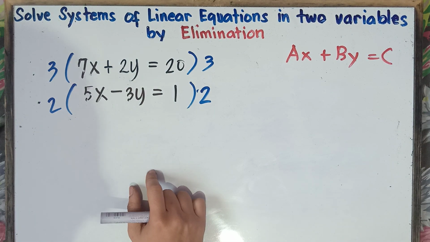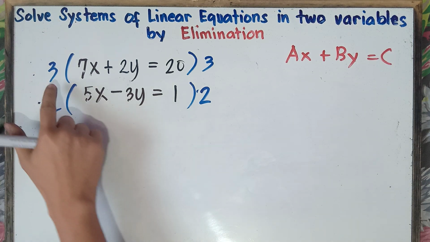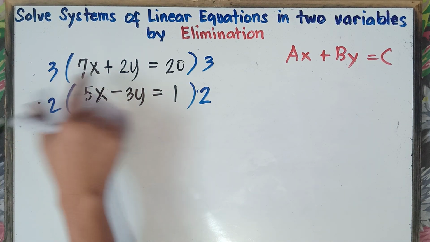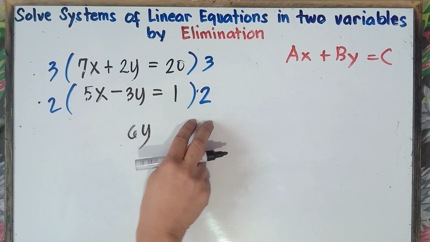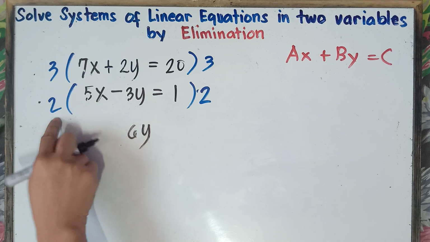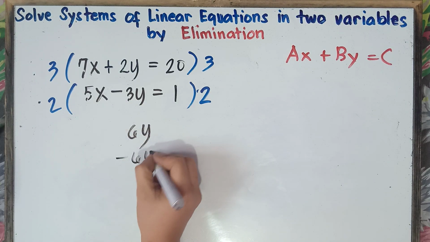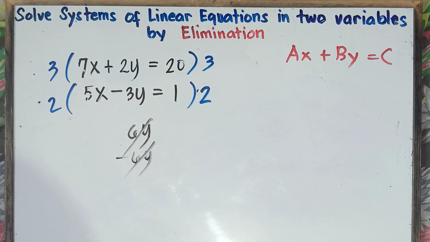Alright, so once again, class, I want to eliminate y. So therefore, I want to multiply this one by positive 3 to make this one become positive 6y. And then on the bottom part, I want to multiply this one by 2 because 2 times negative 3y would be negative 6y. And then I can just simply cancel this out.